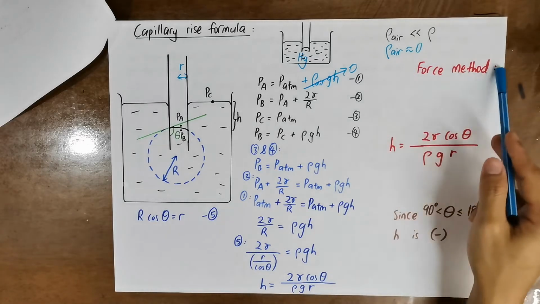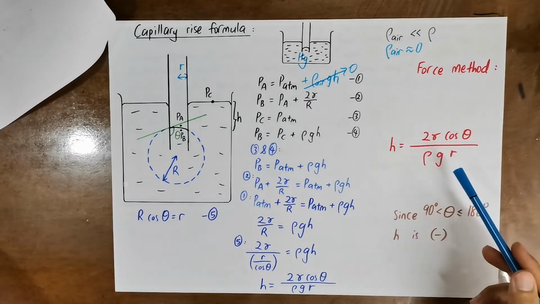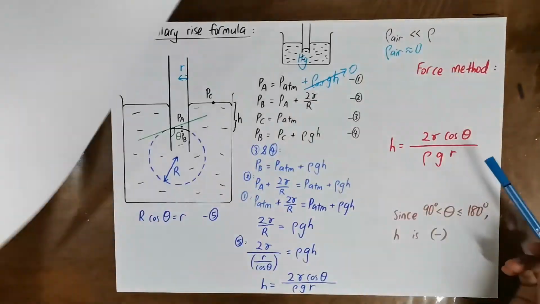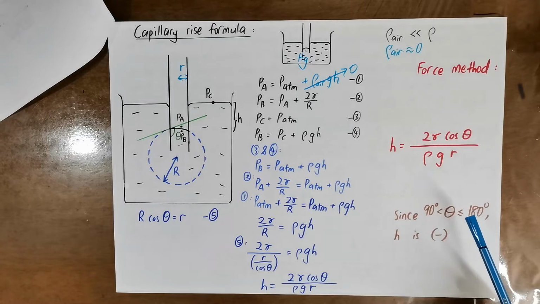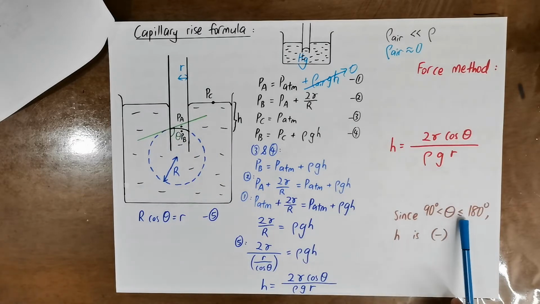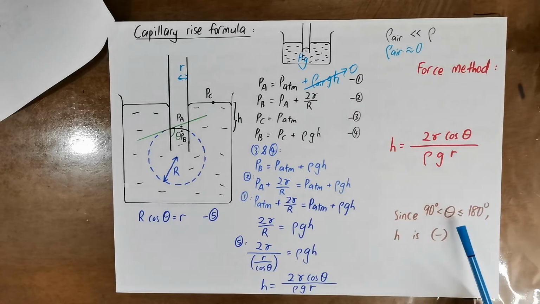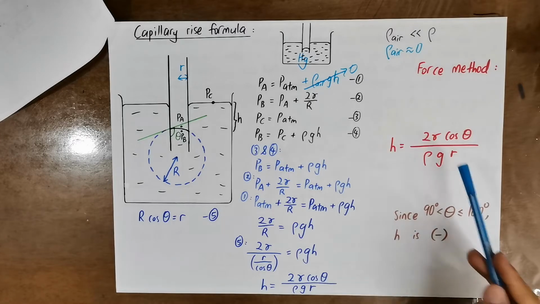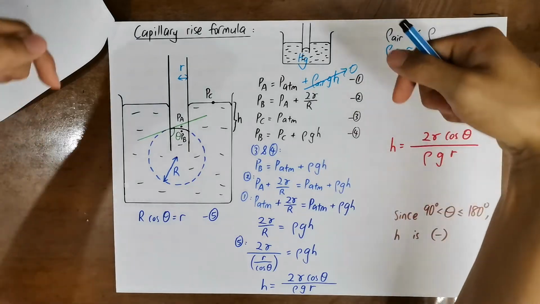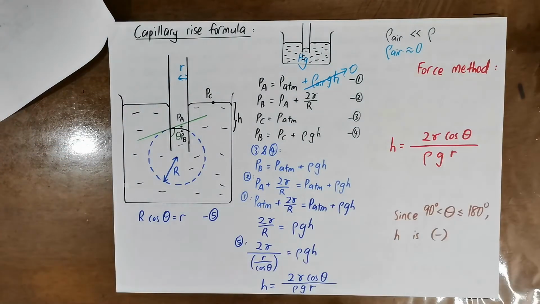Or you can use your force method, okay. I won't repeat the steps, you just refer to this. You use the force method. And then once again, you know that the contact angle right now is an obtuse angle. So you know that cos of an obtuse angle has a negative value. So you know that H is a negative value. So you know that the mercury is suppressed, okay. It is pressed downwards, okay.